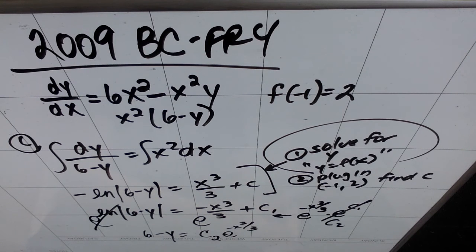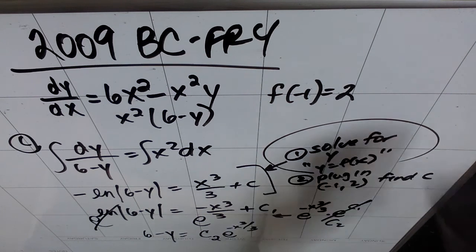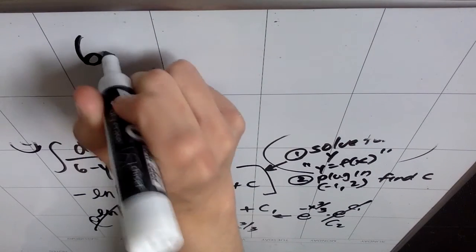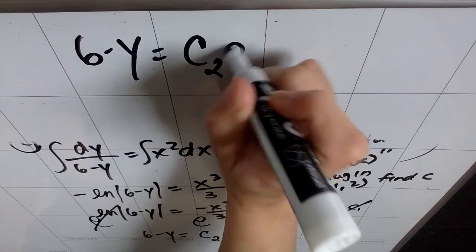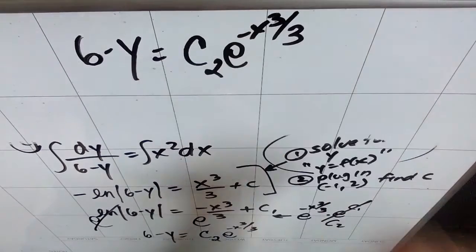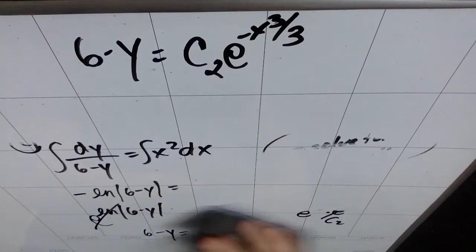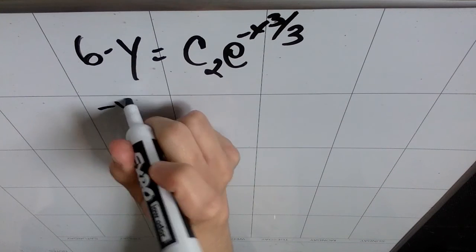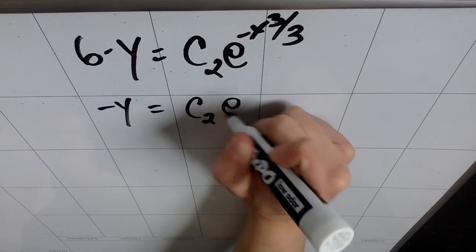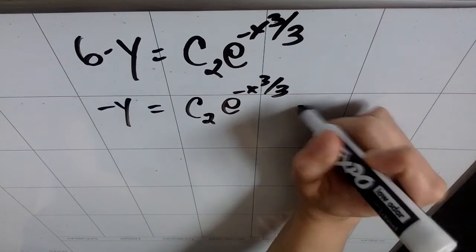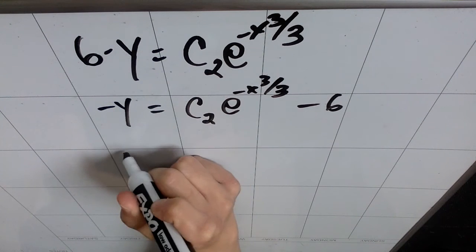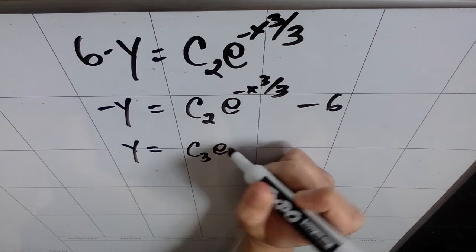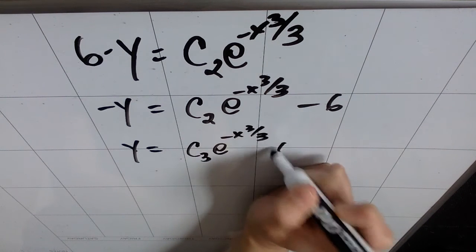Okay, so I'm now here, and I'm going to need some space, so I'm going to erase at the top. So let me rewrite that. I'm now at the point where I have 6 minus y equals c sub 2 e to the negative x cubed over 3, right? So I'm going to keep solving for y. I'm going to subtract the 6 over, so I'm going to get negative y equals c sub 2 e to the negative x cubed over 3 minus a 6, and then I'm going to divide everybody by a negative. So I'm going to get y equals, when I divide by a negative, I'm just going to rename this c sub 3 e to the negative x cubed over 3 plus a 6.